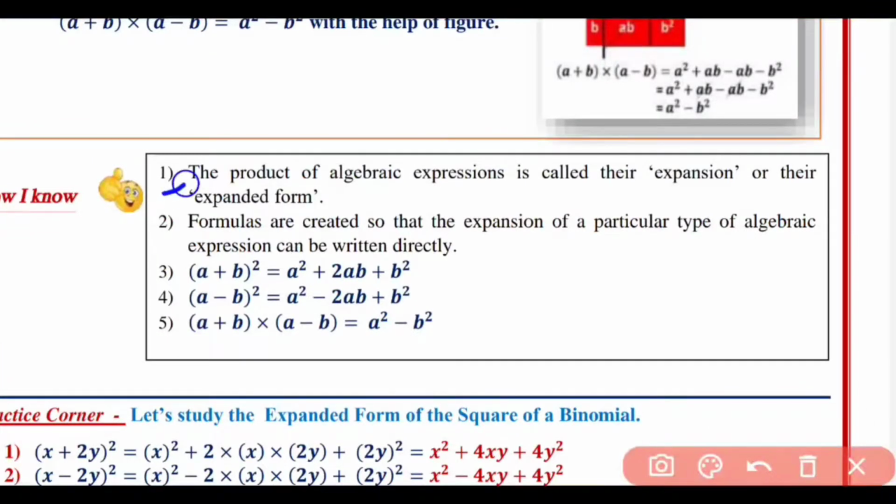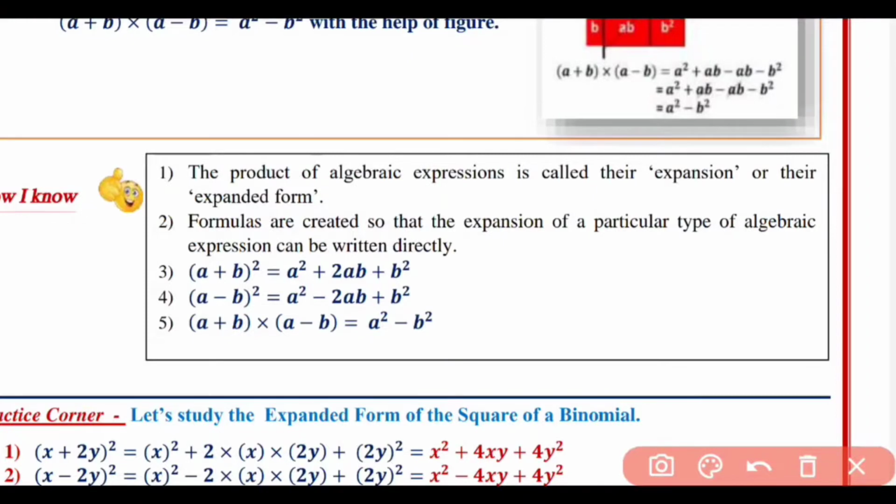The first point is, the product of algebraic expressions is called their expansion or their expanded form. Now let us see the second point. The second point is, formulas are created so that the expansion of a particular type of algebraic expression can be written directly. So we can apply the formula, and the expansion of any algebraic expression can be written by applying the formulae directly.